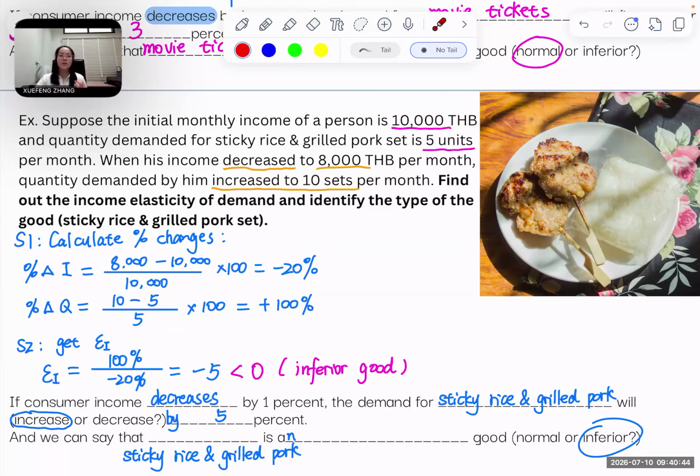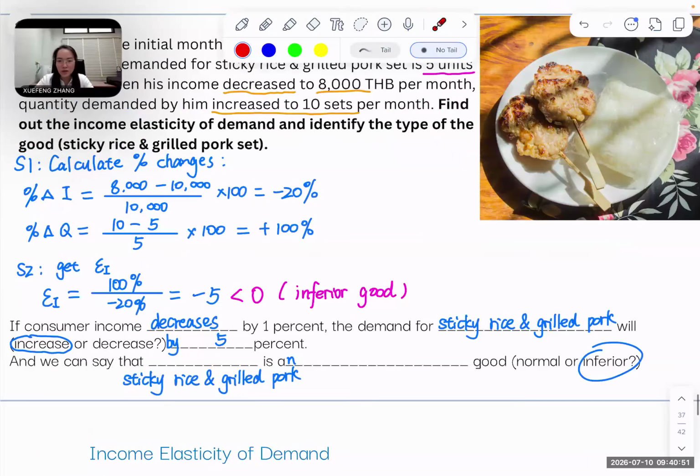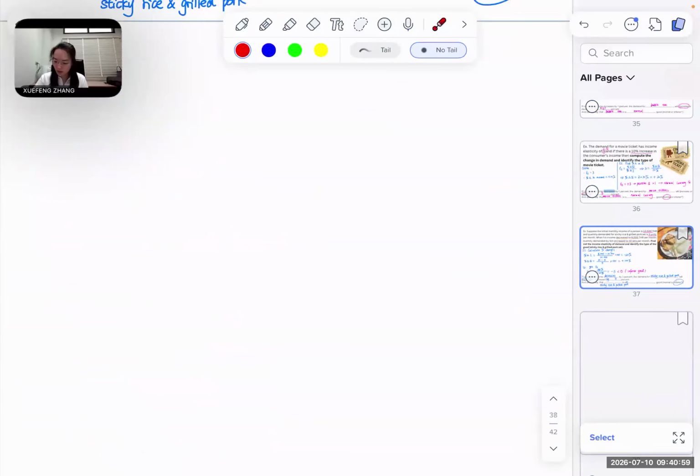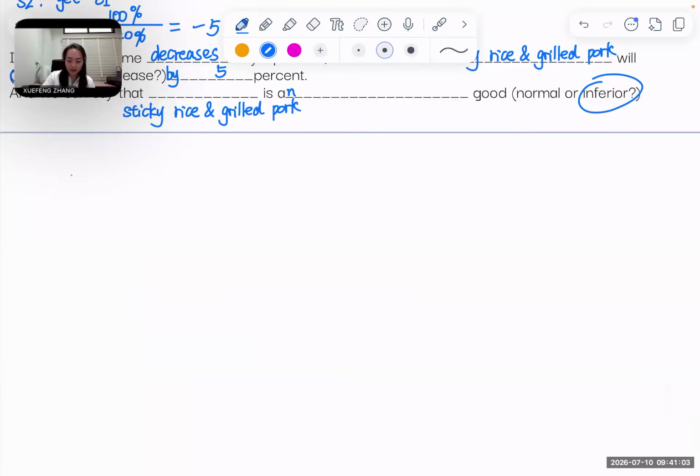Let me give you some classical inferior goods examples in Thailand. Think about the street food set versus the restaurant. Okay, I need to add one page here to help you better understand. Let's see the classical examples of inferior goods.